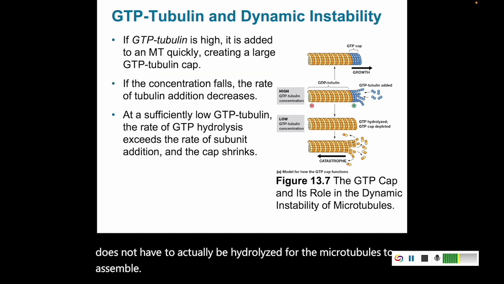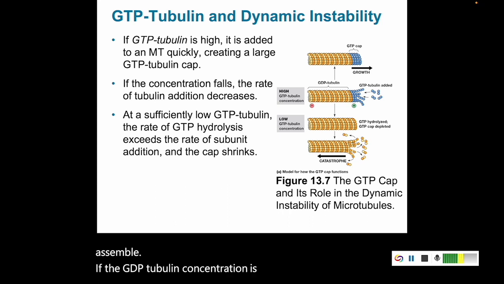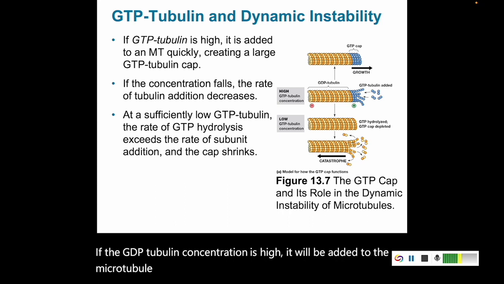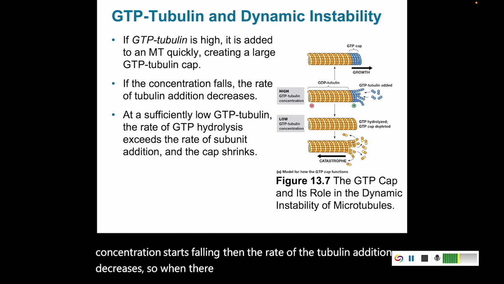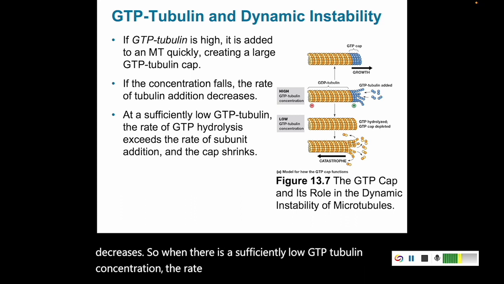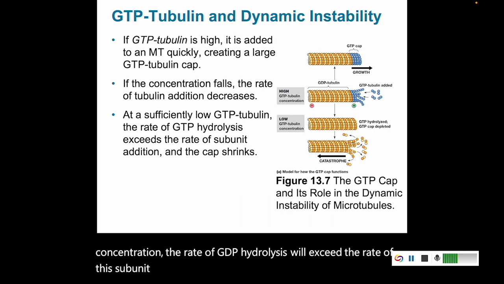If the GTP-tubulin concentration is high, it will be added to the microtubule quickly and create a large GTP-tubulin cap. And if the concentration starts falling, then the rate of the tubulin addition decreases. So when there's a sufficiently low GTP-tubulin concentration, the rate of GTP hydrolysis will exceed the rate of subunit addition, so the cap will start to shrink. So it affects the stability of that tubulin.